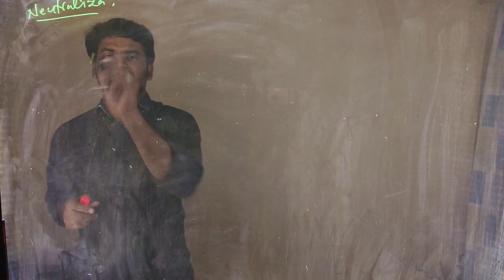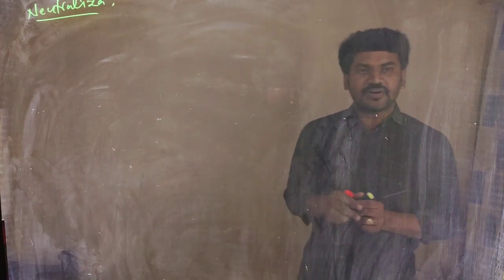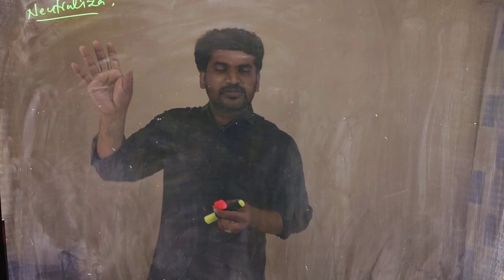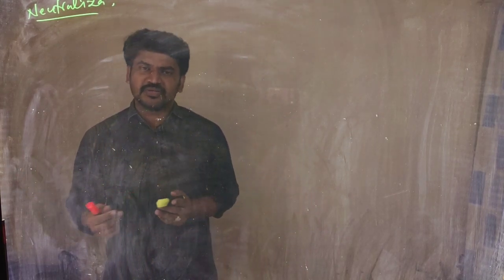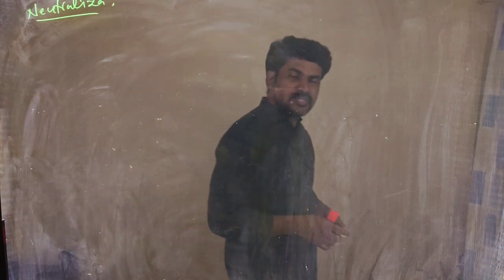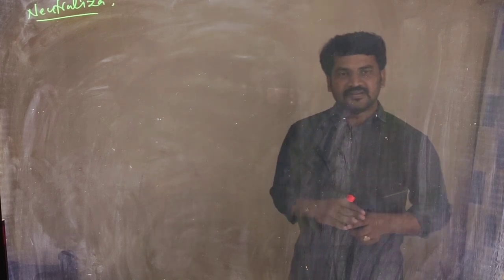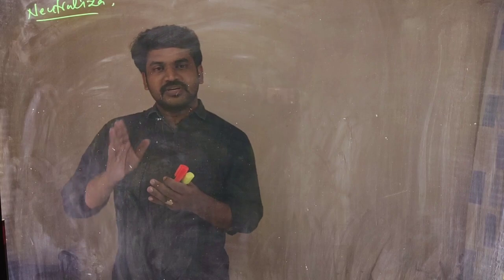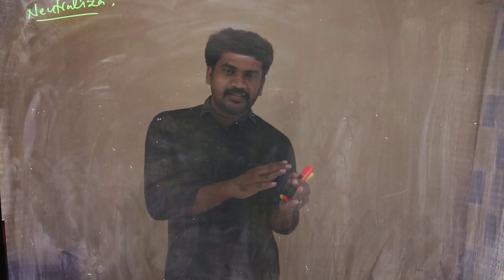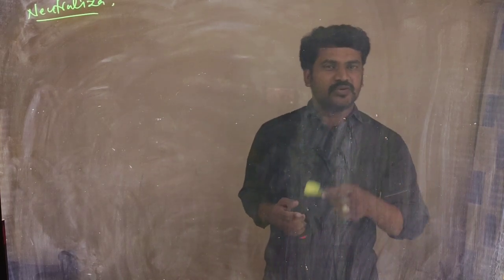What is meant by neutralization? Neutral means zero. If an acid is there, it is neutralized by a base. If a base is there, it is neutralized by an acid. For that, I'll tell you one experiment.